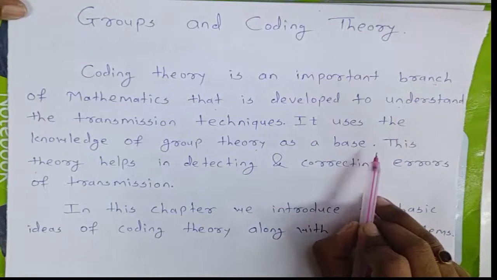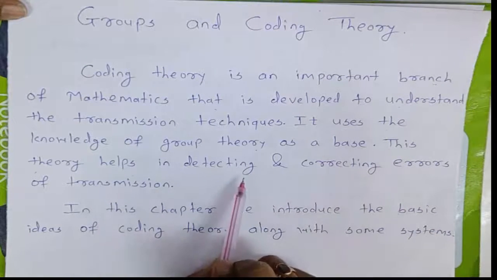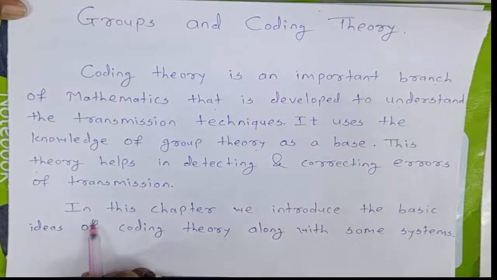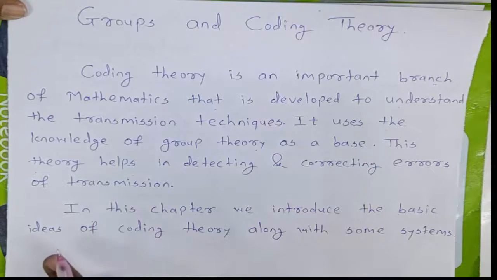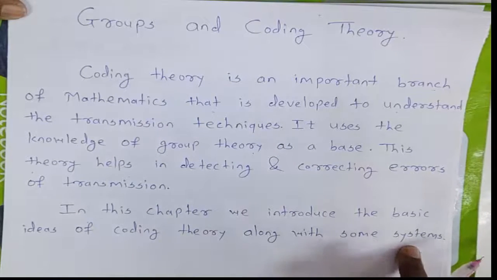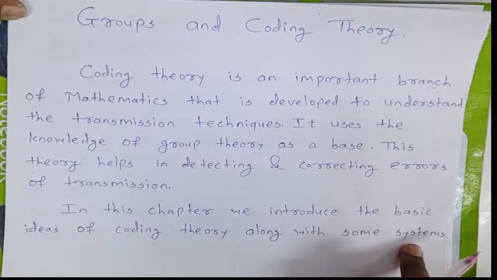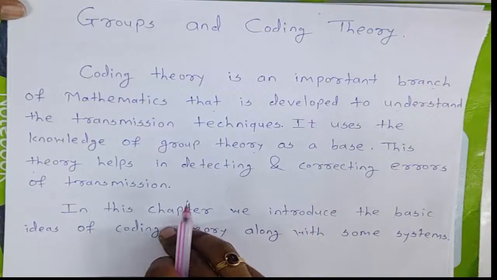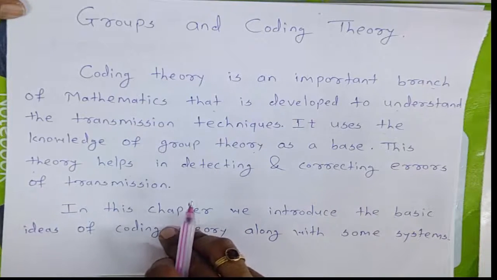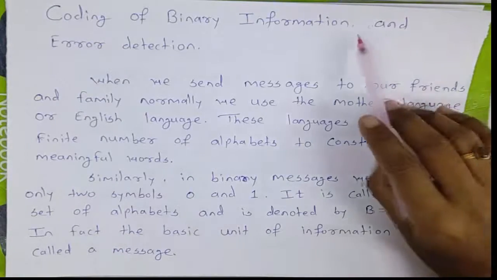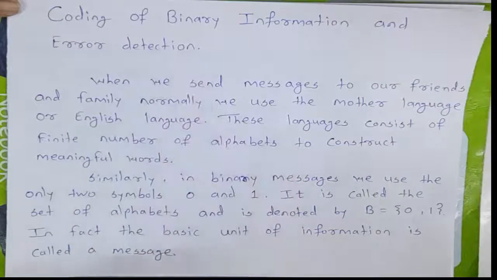This coding theory helps in detecting and correcting the errors of transmission. Now in this chapter we introduce the basic ideas of coding theory along with some systems. Now we start with the coding of binary information and error detection.